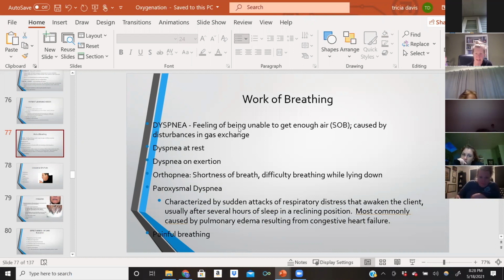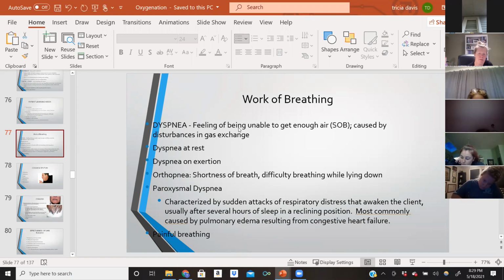We can have orthopnea. So this is when the patient lays down and they become short of breath. They're okay sitting up, but they can't tolerate laying down in the supine position. Then we have paroxysmal nocturnal dyspnea. So this is sudden attacks of respiratory distress that wake the client after several hours of sleeping in a reclining position. Usually we see this in patients that have congestive heart failure, and it happens when they get pulmonary edema.